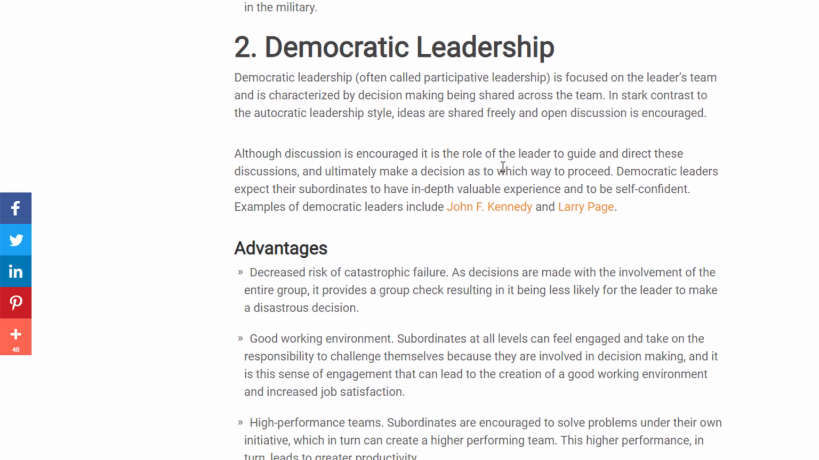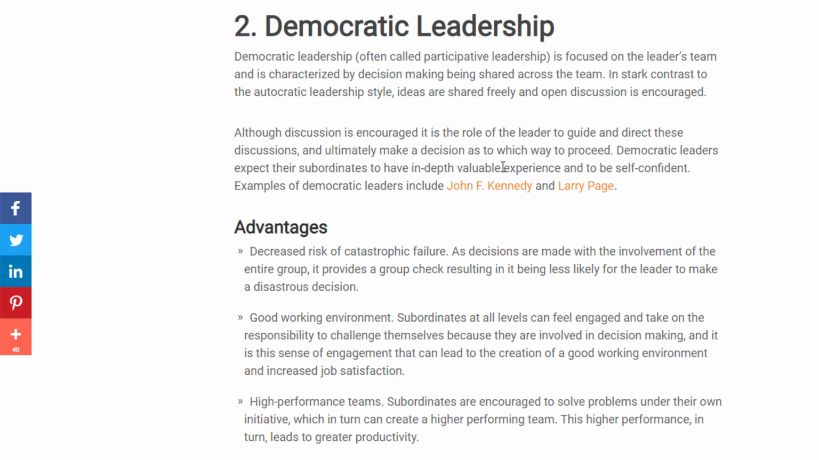So next one is the democratic leadership style. What is the democratic leadership style? Also called the participative leadership style. It is focused on the leader's team and is characterized by decision making being shared across the team. So it is shared across the team.